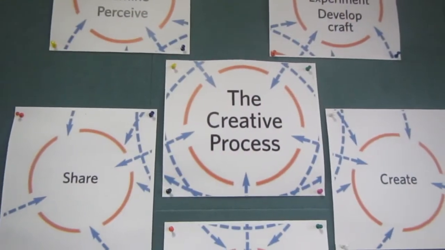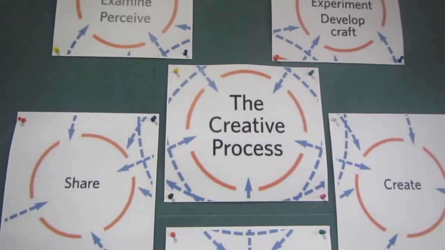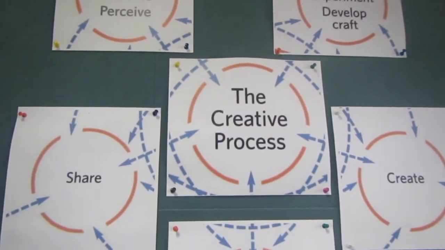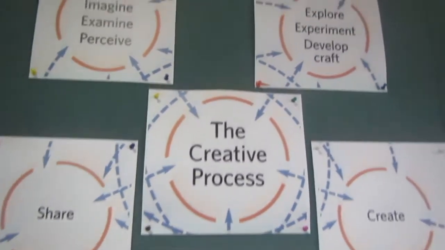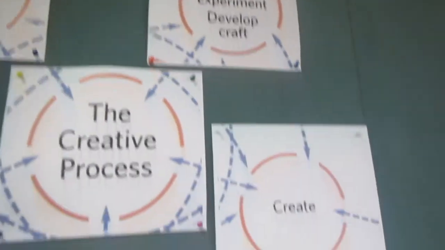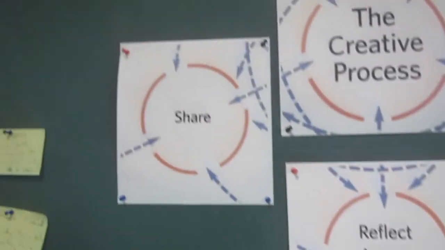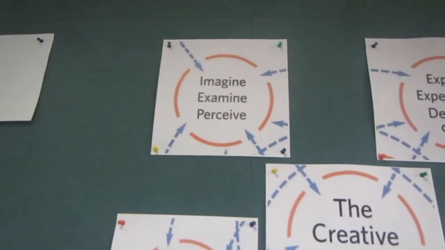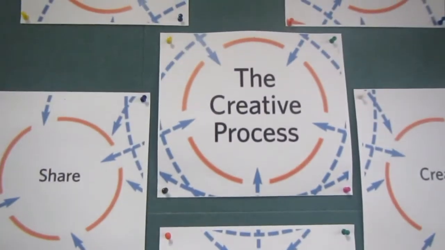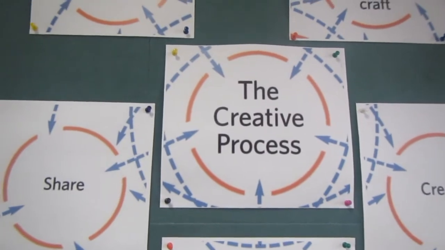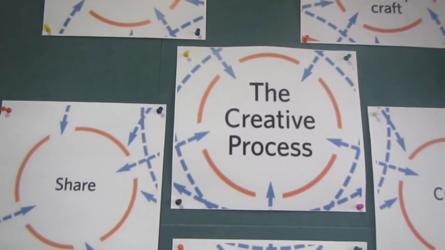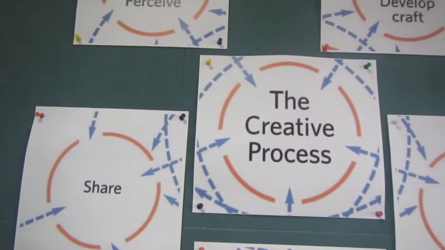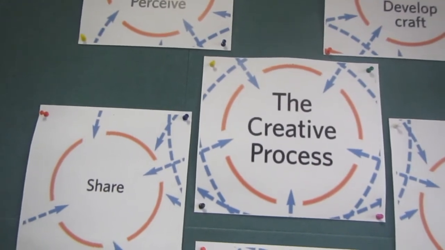What I'd like you to make is a PowerPoint that explains the important parts of the creative process, using pictures and words. There are 5 parts of the process: 1, 2, 3, 4, and 5. So you'll probably want about 5 slides in your PowerPoint, plus 1 more slide at the beginning as a title, like the creative process. I've printed off some important vocabulary to help you build your knowledge and understanding.